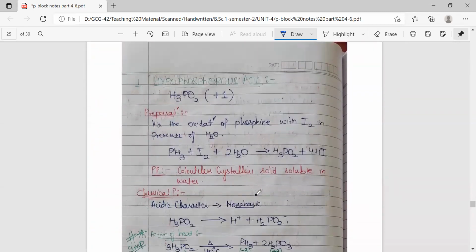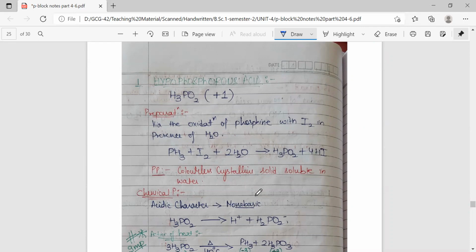Now we'll discuss all these acids one by one, their synthesis, preparation, and their important properties. So first one is hypophosphorus acid. Hypophosphorus acid has been generated from the phosphorus acid by removing one of the oxygens, as the prefix hypo has been introduced. So here phosphorus is in +1 oxidation state.